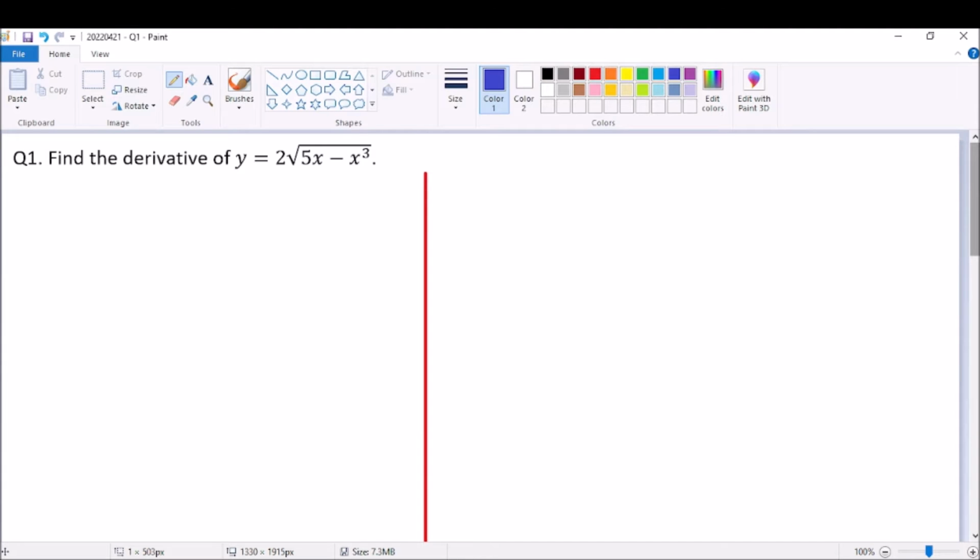Question 1. Find the derivative of these expressions. I will solve these questions using two approaches. First, using direct differentiation, and then solve using chain rule.